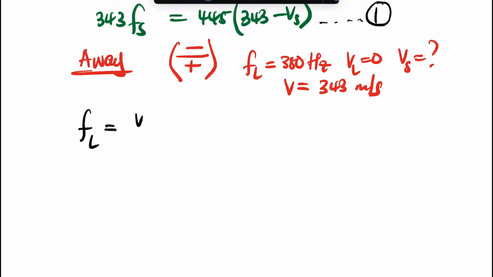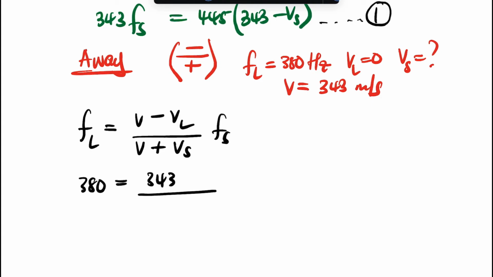FL is equal to V minus VL over V plus Vs times the frequency of the source. Then let's substitute what we have. The frequency is 380, and the speed is 343. 343 minus the velocity of the listener, which is 0. The velocity of the source is the one that we want, and the frequency of the source we do not have.